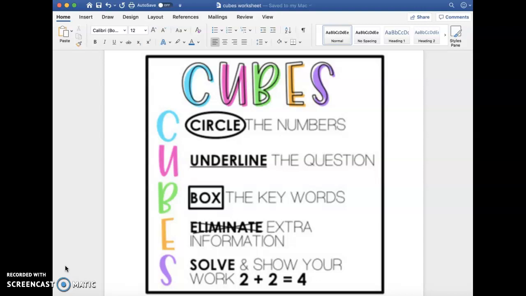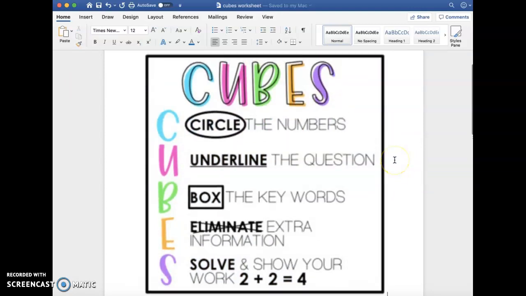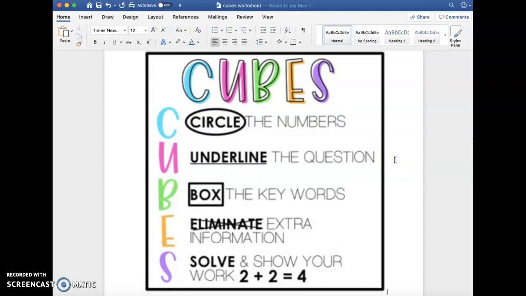So the first thing, CUBES is an acronym. So each letter of CUBE stands for something. The C stands for circle the numbers. Okay, so circle the numbers. What that means is whenever you see a number in a word problem, you are going to circle them. Underline the question is what U stands for. So whenever you see that question in a word problem, you are going to underline it.